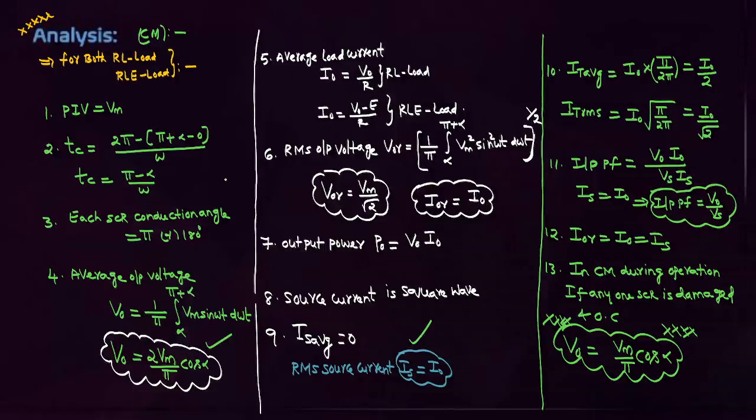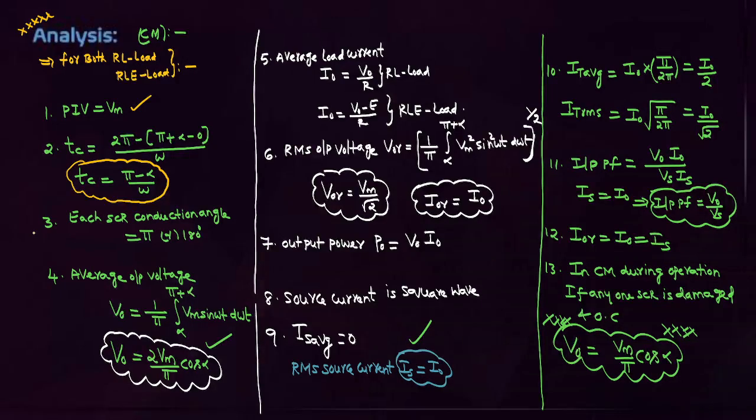For the single phase full wave or fully controlled rectifier, RL load or RLE load, all the formulas are the same. Peak inverse voltage Vm, this is important. For a full wave rectifier without freewheeling diode, the circuit turn off time in RL load and RLE load is phi minus alpha by omega. Even with freewheeling diode also we get phi minus alpha by omega.